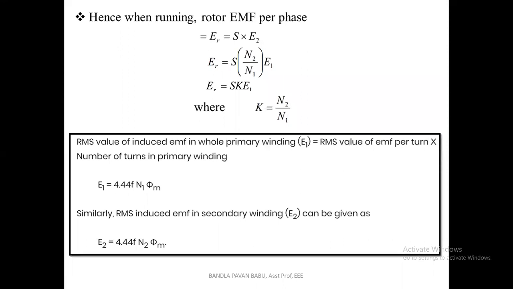Induced EMF in the secondary. And finally, what is the output from the secondary circuit? It means ER. So ER is a combination of cos part of S into E2, so it is directly proportional to the slip. That is the statement here. From this we can further derive it as S into N2 by N1 into E1.